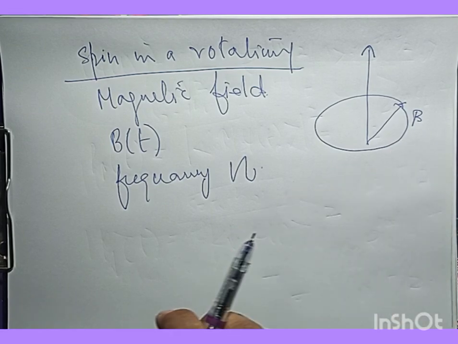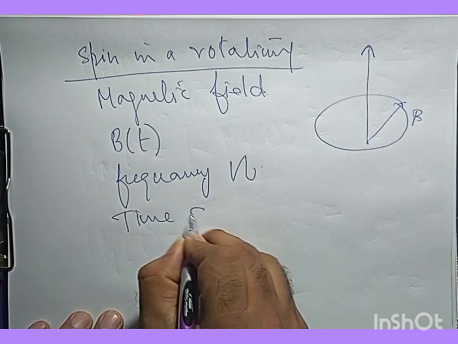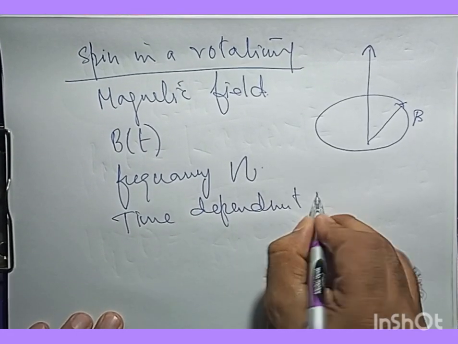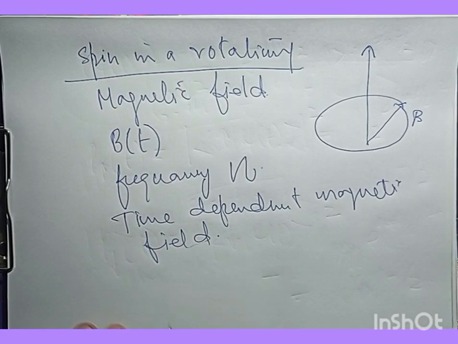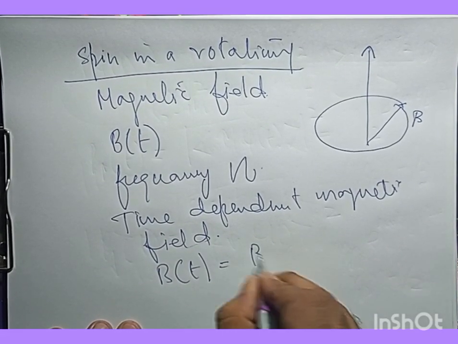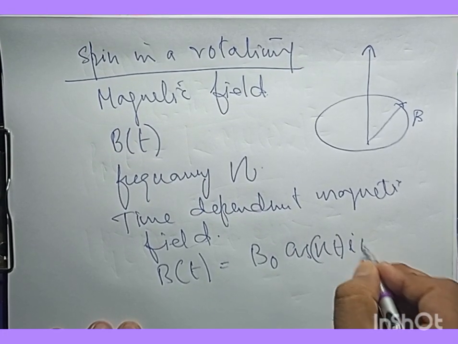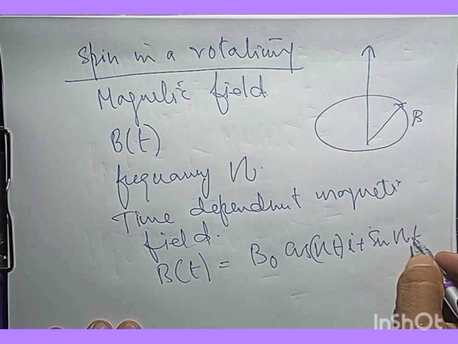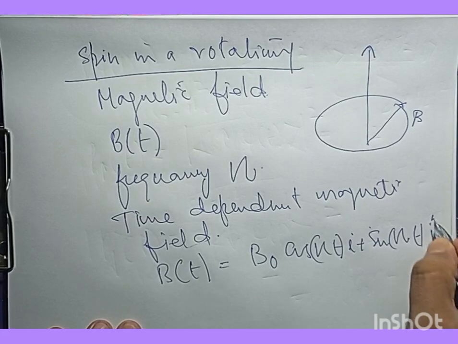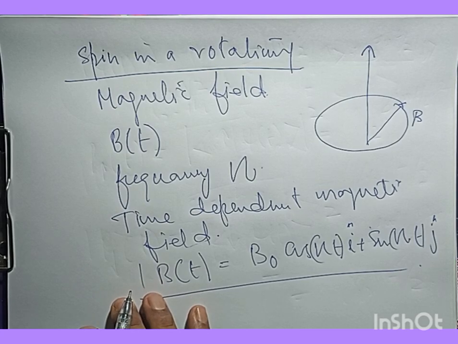Now, in order to solve this problem, in order to understand this problem, we take into account the time-dependent magnetic field. Now, if I write down the time-dependent magnetic field as B of t, it's going to be B naught of cos gamma t i plus sin gamma t j. This is i cap and j cap. So this is the time-dependent magnetic field.